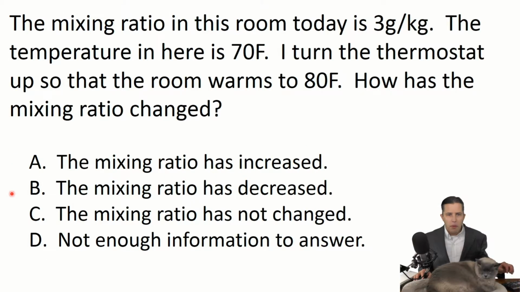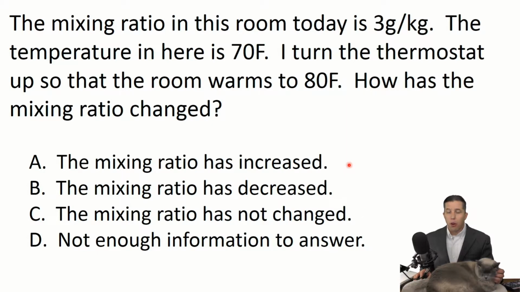So what I'm going to do is show some practice problems here, and these are all problems that kind of revolve around this concept. So we'll go through the questions and we'll go over the answers here. So here's the first one. It says the mixing ratio in this room today is 3 grams per kilogram. Okay, the temperature in here is 70 degrees Fahrenheit. So I go and I just turn up the thermostat and I warm up the room to 80. How has the mixing ratio changed? So here are the choices. Mixing ratio increased, decreased, didn't change, or not enough information to answer.